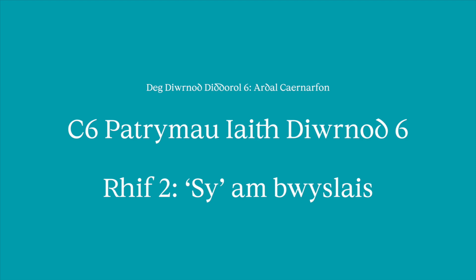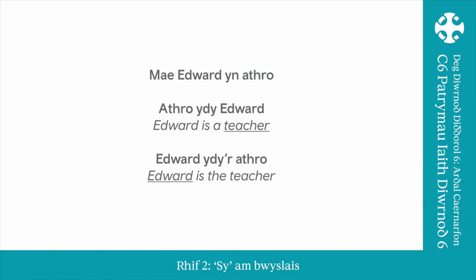Rhif 2. Sy am bwyslais. Sy for emphasis. A normal Welsh sentence starts with a verb. Mae Edward yn athro. For emphasis, we can, and often do, move the subject to the start of the sentence. In English, we just use intonation. Think of someone being very proud with the subject of their sentence as to where the emphasis goes.